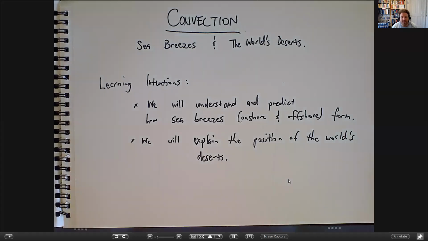By the end of the day, we're going to be able to predict where sea breezes are going to form and say whether they're going to be coming onshore or offshore, depending, it turns out, on the time of day. And we're also going to be able to explain the position of the world's deserts. Okay, so let's start with just what convection is.